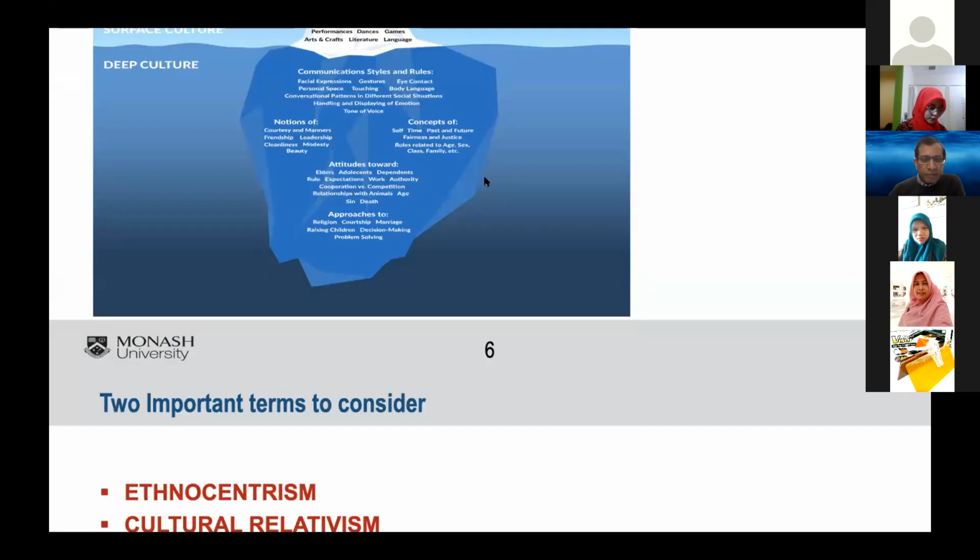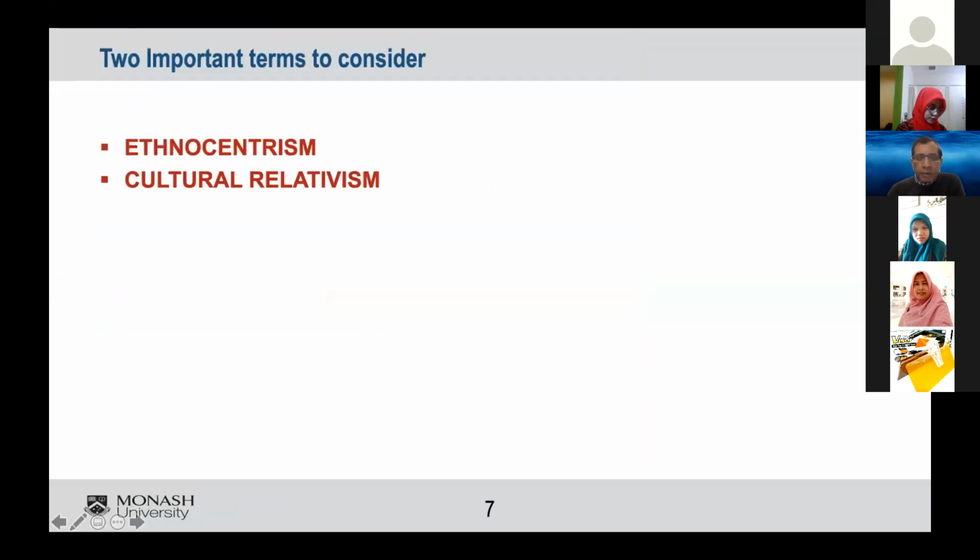So what does that mean? There are two things that we need to be careful about. One is called ethnocentrism and one is called cultural relativism. And these are both behaviors that are a result of homogenization and cultural superiority. So I'll give you an example.